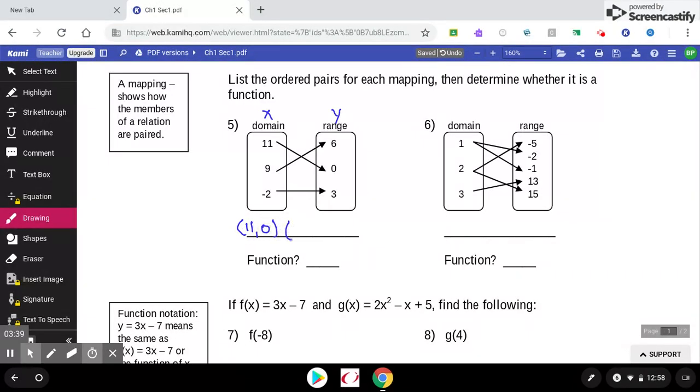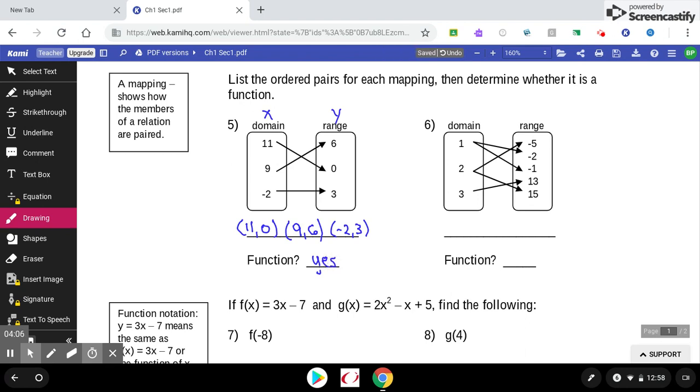So if I have an 11, and the arrow literally draws to 0, now that's my set of coordinates. Excuse me, if I have a 9, and it has an arrow drawn to the 6, 9, 6 is my set of coordinates. And then -2 goes straight across to the 3. So more importantly, is the domain all individual different numbers? And they are. 11, 9, and -2, all different. And all different is good to go. So that makes it yes, it's a function.